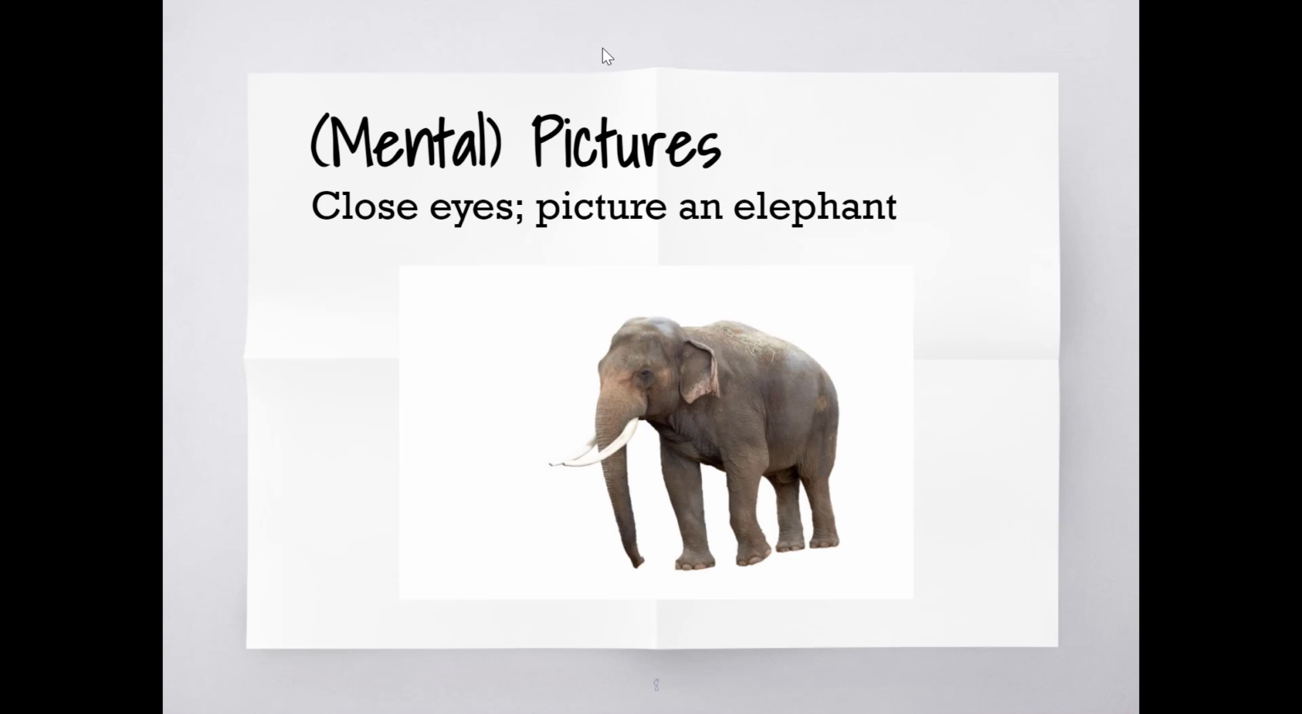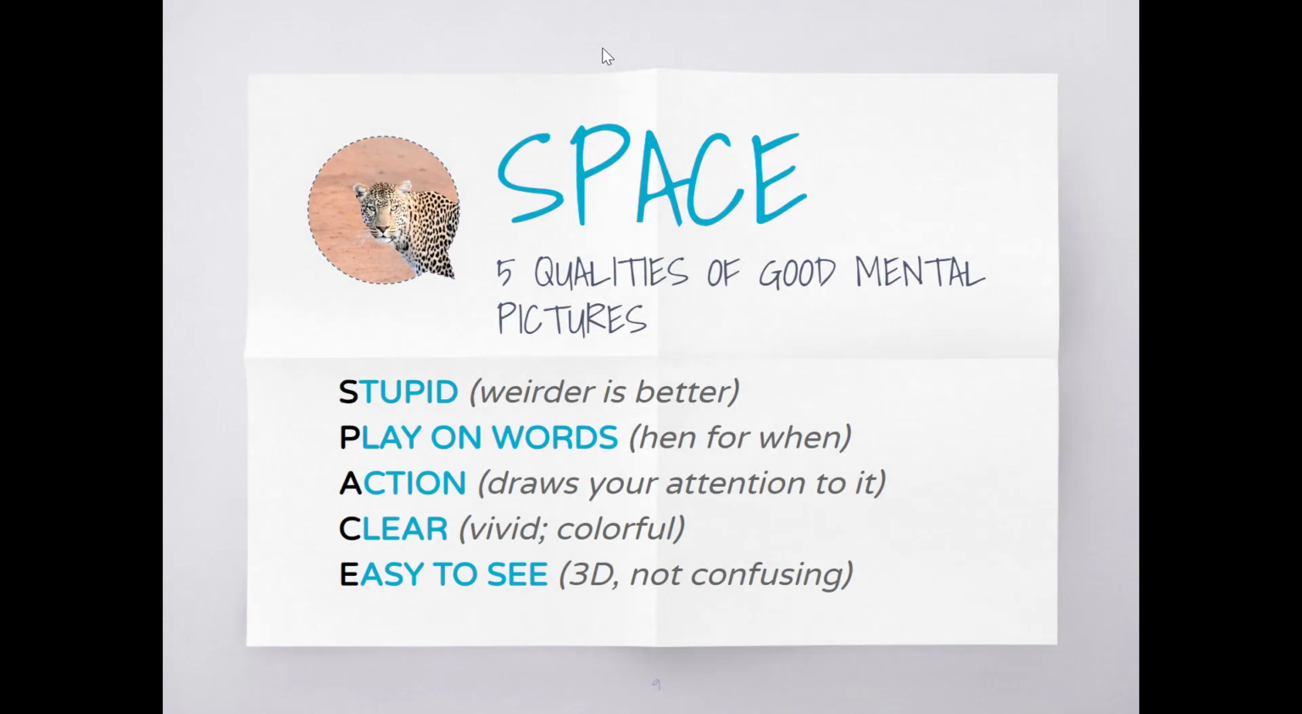Okay. What do you think the texture is? What are the different colors, right? What's the size of the elephant? Okay. Maybe what's the smell, even? You can associate all five senses into your mental pictures. Okay. So here are 5 qualities of good mental pictures. And we have an acronym to help us remember good mental pictures.